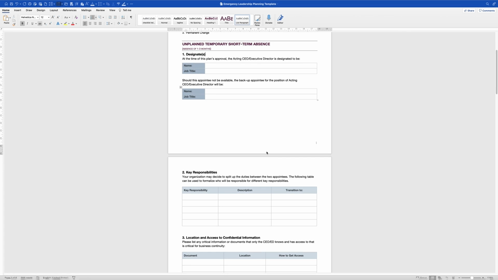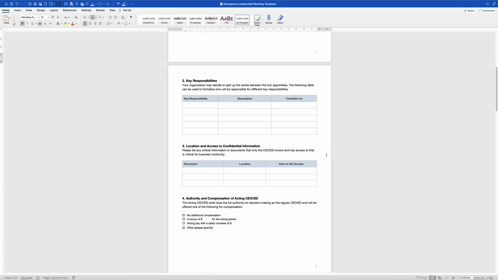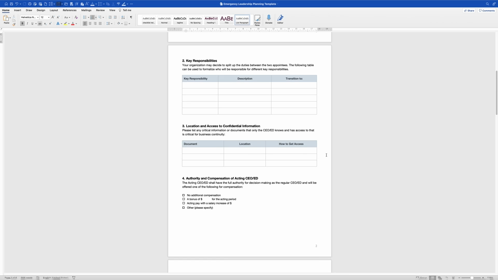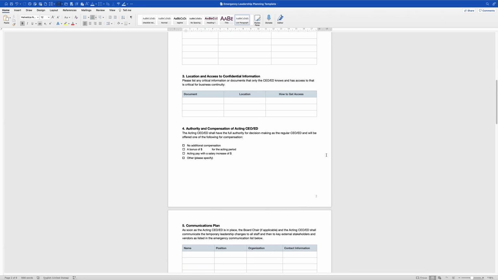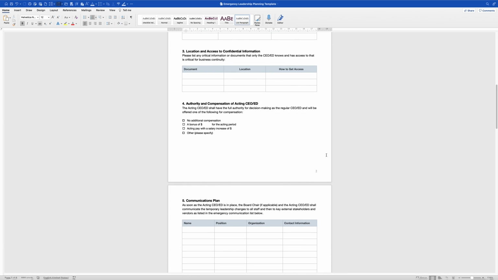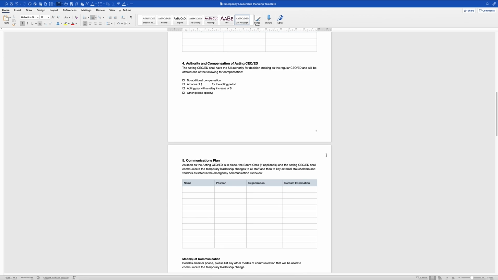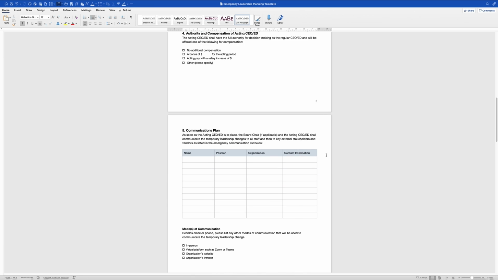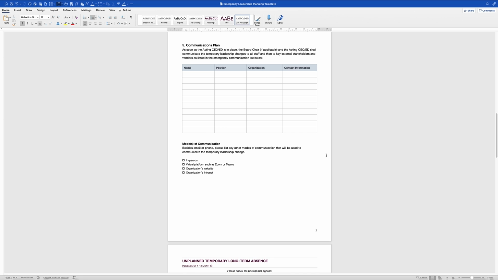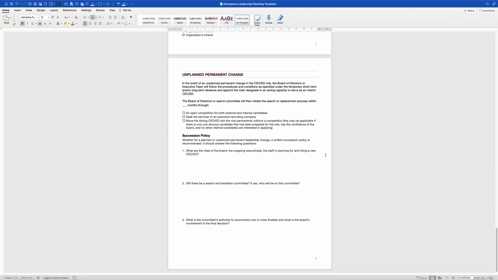This template includes naming the designate or designates, who is responsible for the different key responsibilities, location and access to confidential information that only the CEO or ED knows and has access to that is critical for business continuity, authority and compensation of the acting CEO or ED, the communications plan, and the succession policy for a permanent change.